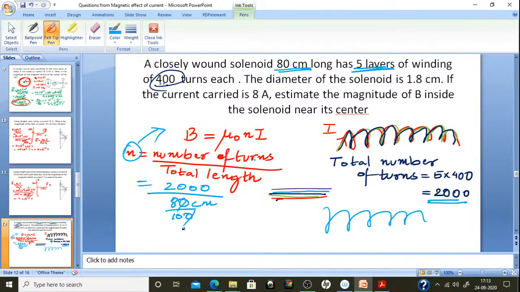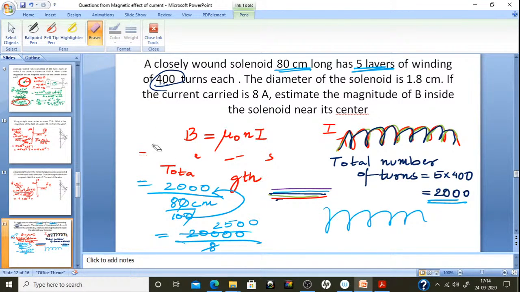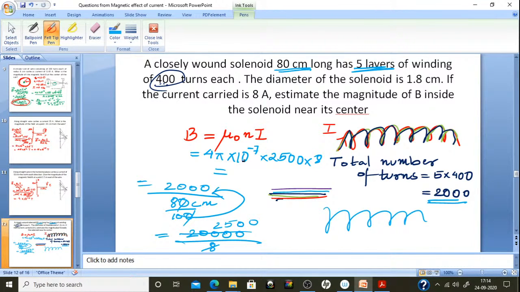Now this 0 and this 0 cancel, this 10 will go up, so you will get 2000, one more 10, so divide by 8, so 2500. If you cancel, you will see, you will get this. Okay, is it clear? So now you put here, let me erase this. So mu naught is 4 pi into 10 to the power minus 7, n is 2500, and I is how much? 8. So now you find this, you will get your answer.